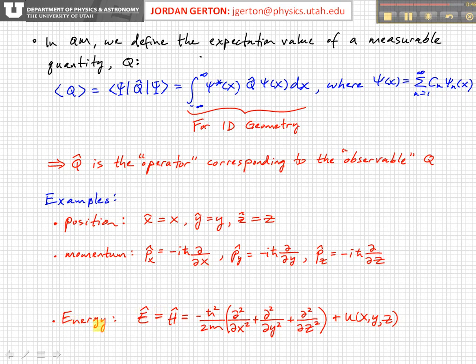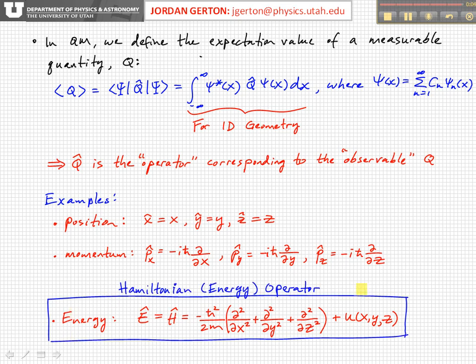The energy operator is one that we've already mentioned a few lectures ago, which is called the Hamiltonian operator. We denote it typically by H hat or H, and it's just minus h bar squared over 2m times the Laplacian operator, or d squared by dx squared plus d squared by dy squared plus d squared by dz squared. Remember, the Laplacian operator is just del dot del. I'm not defining del here, but you should know what the del operator is, and plus U of x, y, z, where U is the potential energy term. So again, this is the Hamiltonian or the energy operator.